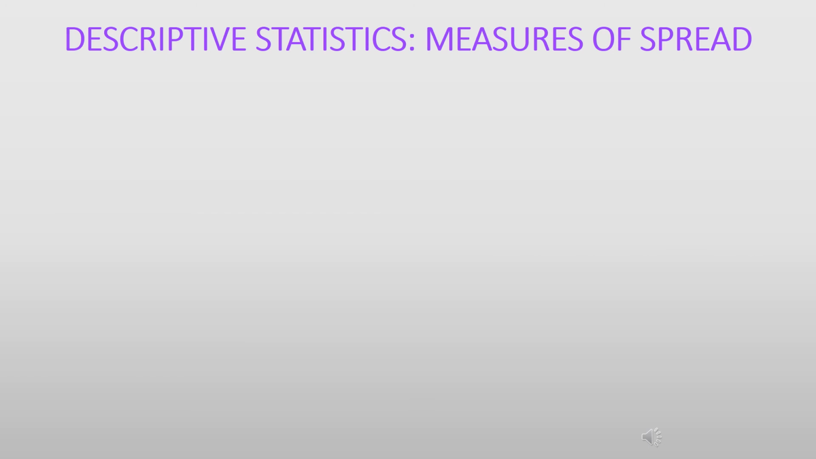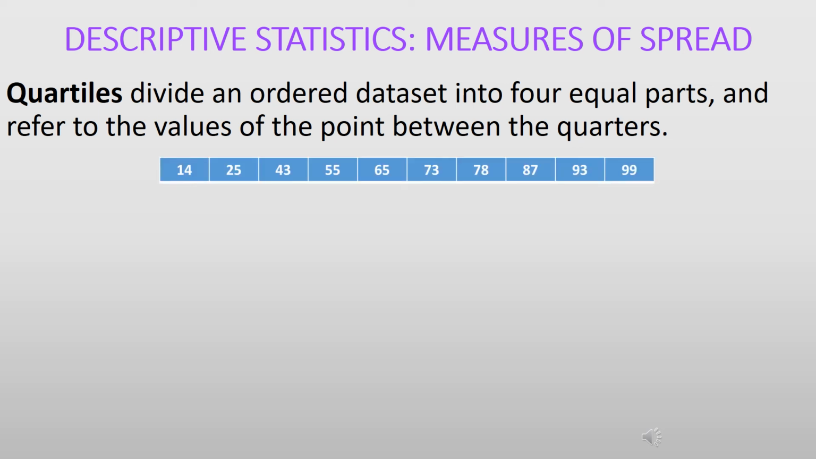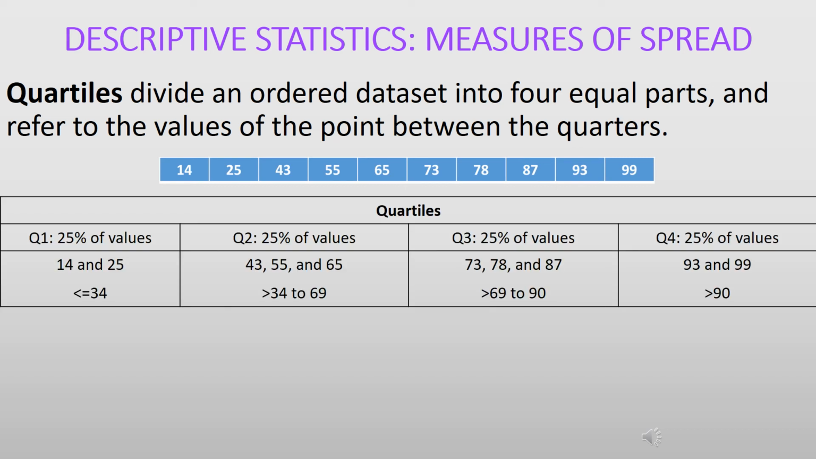Continuing with our discussion on measures of spread, let us talk about quartiles. Quartiles divide an ordered dataset into 4 equal parts and refers to the values of the point between the quarters. Using the same dataset as the range example, there are 10 data points. 1/4 of the data occurs every 2.5 data points. From our dataset, 14 and 25 are in quartile 1. 43, 55, and 65 are in quartile 2. Quartile 3 is comprised of 73, 78, and 87, while 93 and 99 are part of quartile 4.